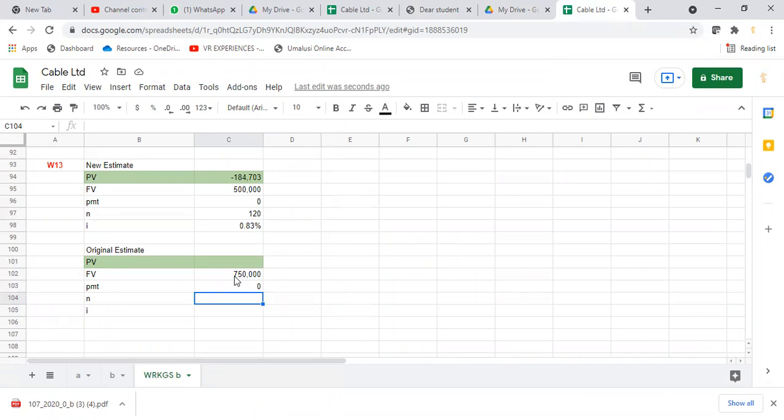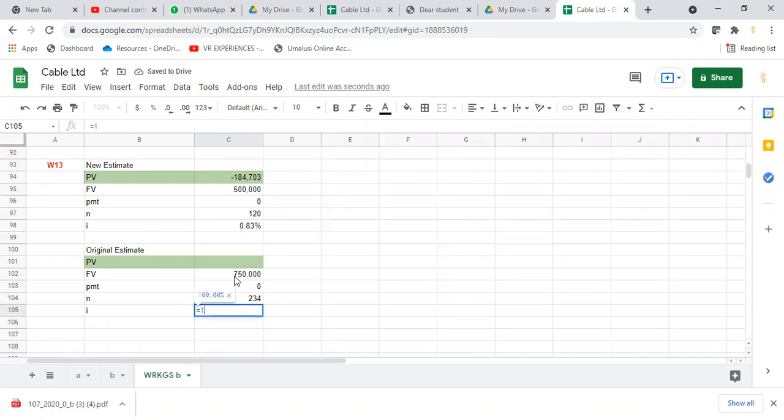6 months have already passed. Remember that the asset was ready for use on 31 August 2018. That means September, October, November, December, January, and February, 6 months have passed. So we need to use the remaining period. The remaining period would be 20 years times 12 compounding periods per year minus the 6 months that have already passed. So that is 234.